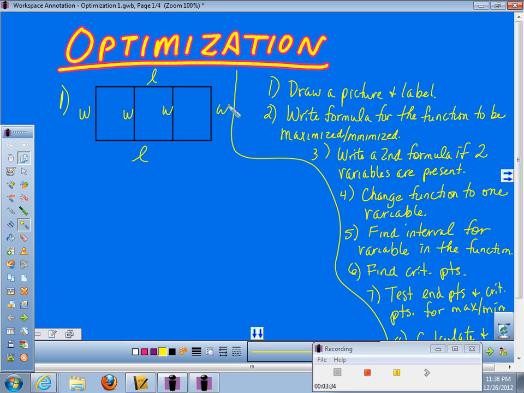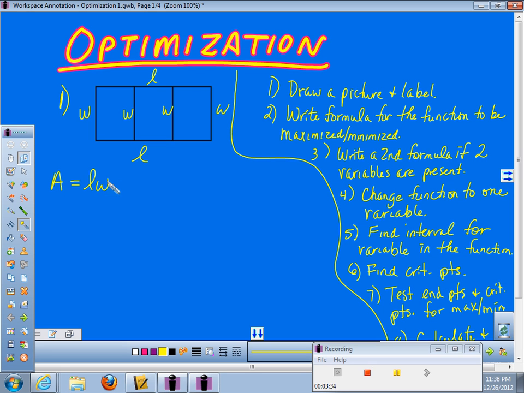So in our case, what is it they want us to find the largest or smallest of? Well, it asks for the largest or smallest area. So our function is going to be a function for area. And at the moment, how do you calculate the area of a rectangle? And of course, you're all saying, yep, length times width.